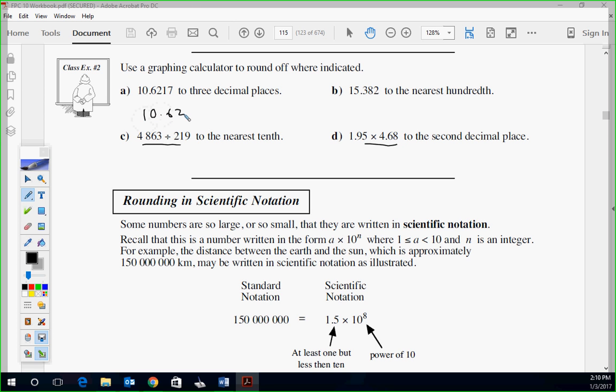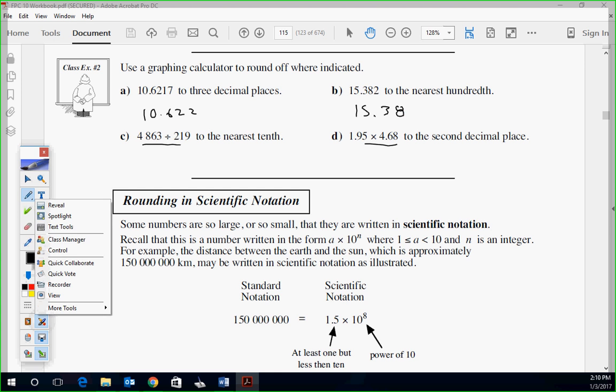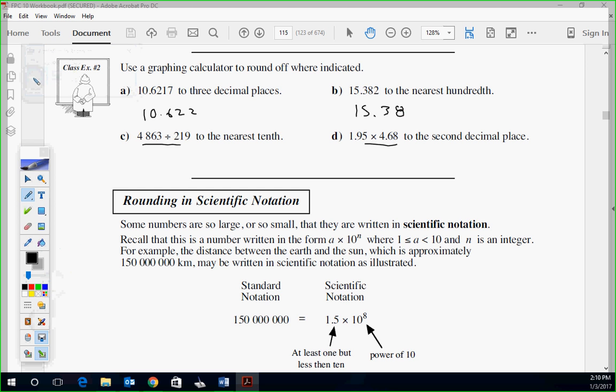10.62. 2. This one would be 15.39. Nope, 3.8. 3.8, sorry. Okay, and we'll do these 2 here. Okay, so you should have got for this one 22.2. This one should have been 9.13.